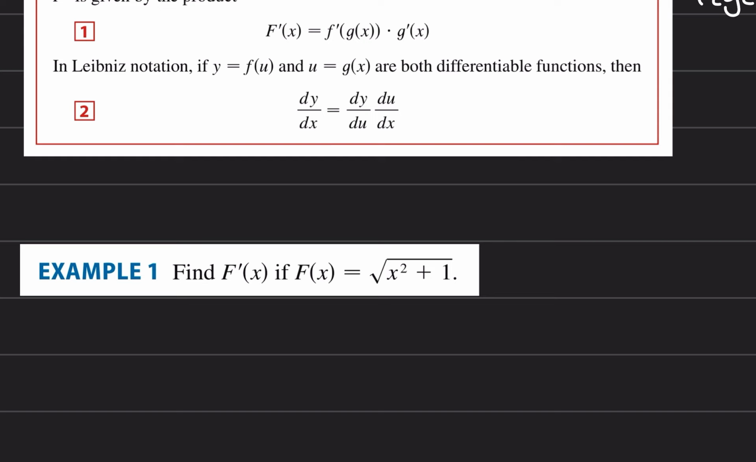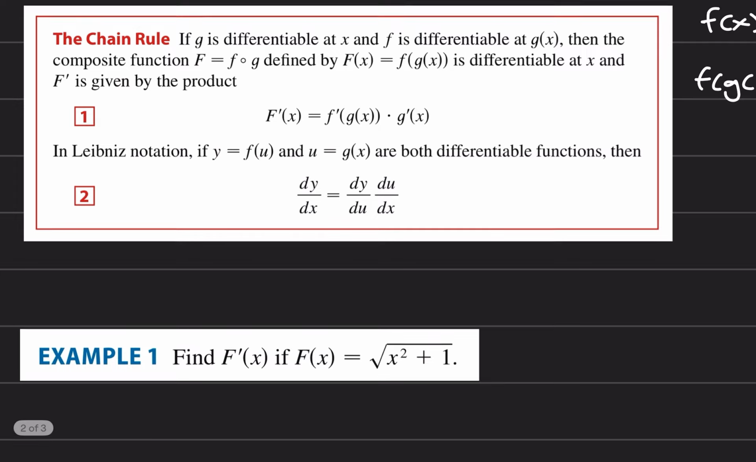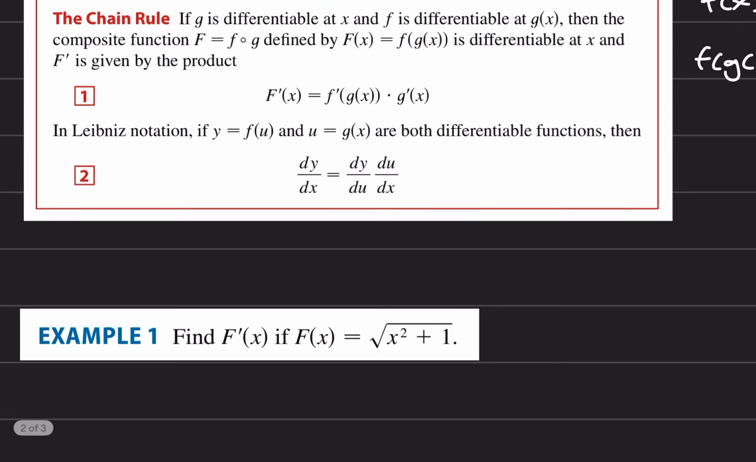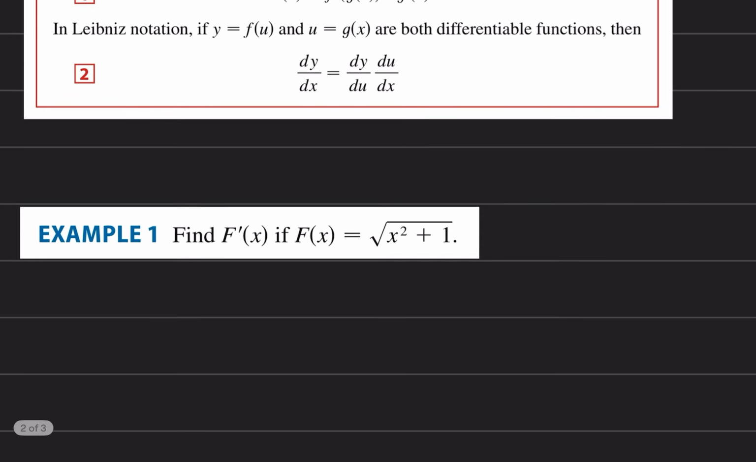Now, the first example is asking, find f prime of x if f of x is equal to square root of x squared plus 1. The first step to solving these types of questions is to identify your inner and outer functions. Our inner function we'll call g of x. Our outer function we'll call f of x. So in this example, you can see that the outer function will probably be the square root, and the inner function will probably be x squared plus 1. So I'm going to say g of x, which is going to be our inner, is x squared plus 1, and our outer function will be square root of x.